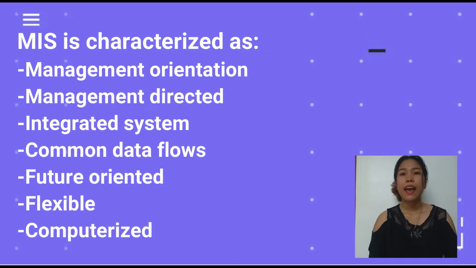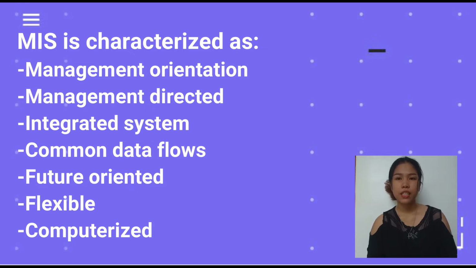Integrated system. MIS is an integrated system which coordinates the information from different areas to cater to the information needs of the managers efficiently. Common data flows. MIS should avoid duplication and redundancy in collection, storage, and transmission of data. Future-oriented. MIS is designed to serve the needs and objectives of the business in an efficient manner. MIS should be flexible enough to incorporate appropriate changes in the future. Computerized. All activities of MIS such as collection, processing, and dissemination of data are done through electronic media.